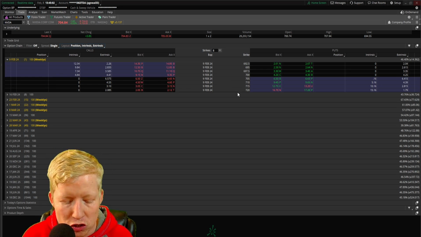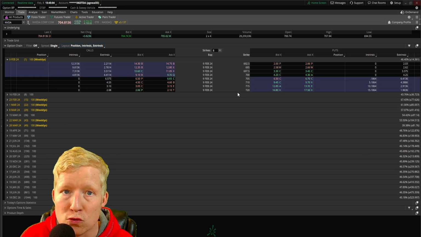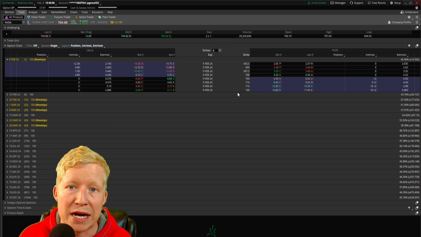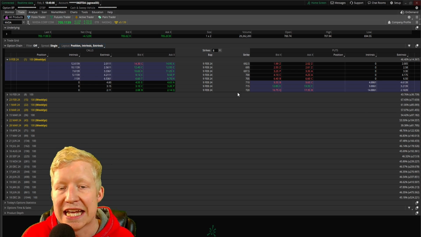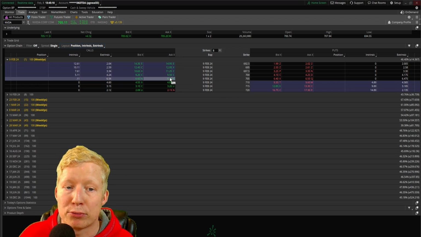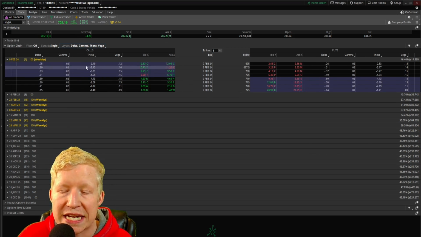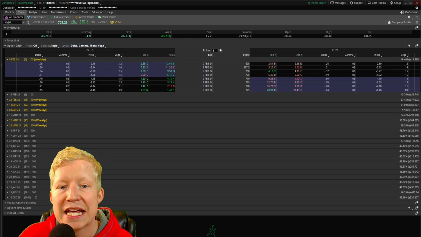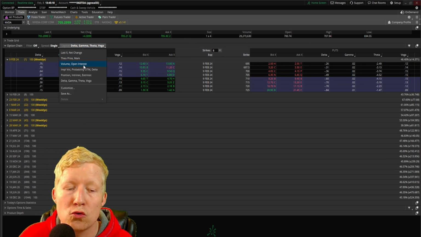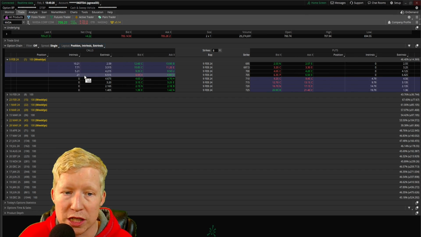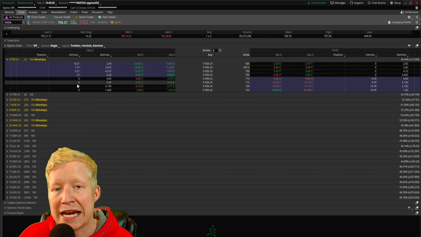Does that make sense? The intrinsic is the literal value difference, the literal strike price to asset price difference. The extrinsic value is the premium that you are paying based off of all these Greeks and the implied volatility that is adding value to the price of the option. That makes sense? Once again, any questions?